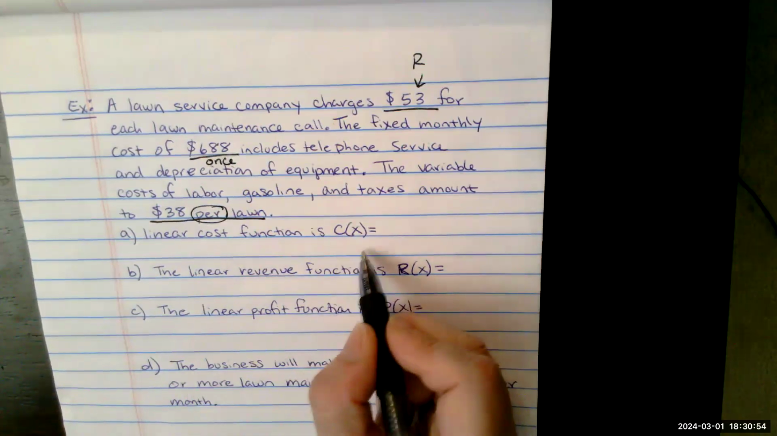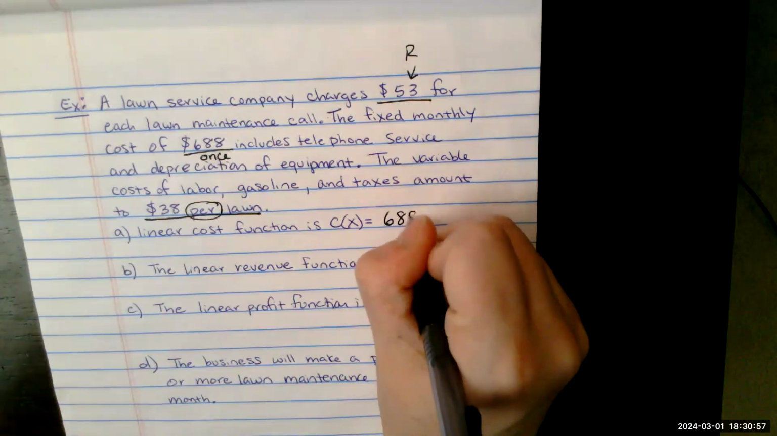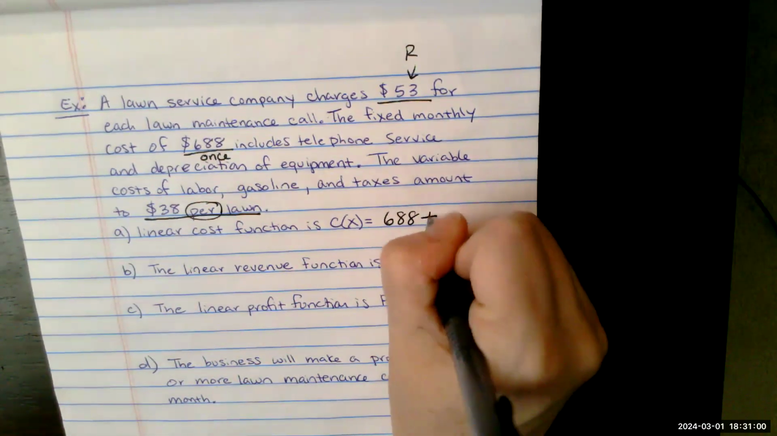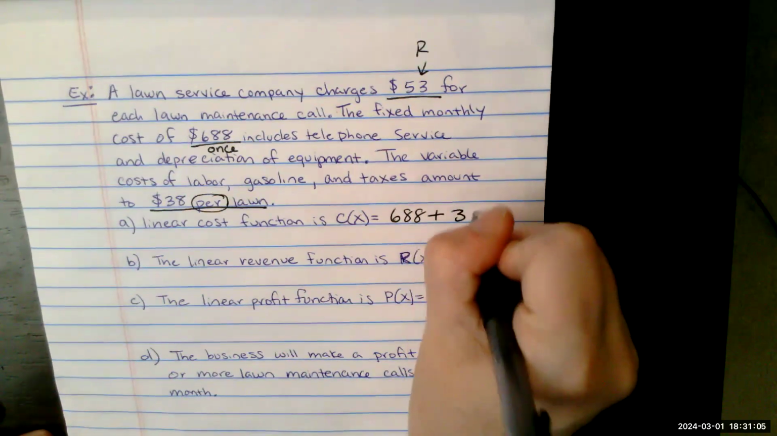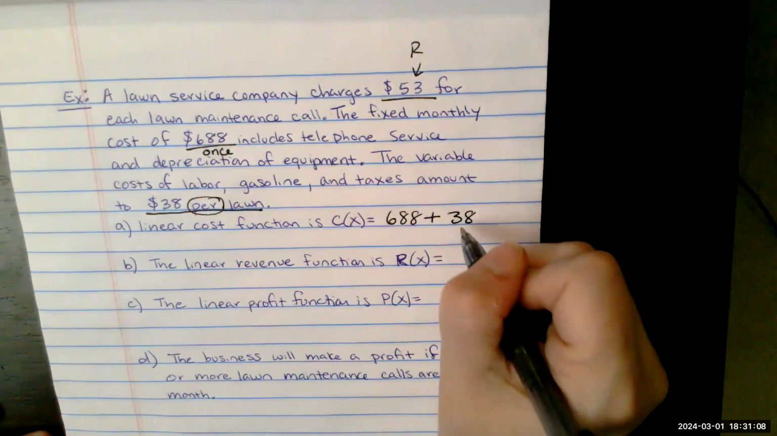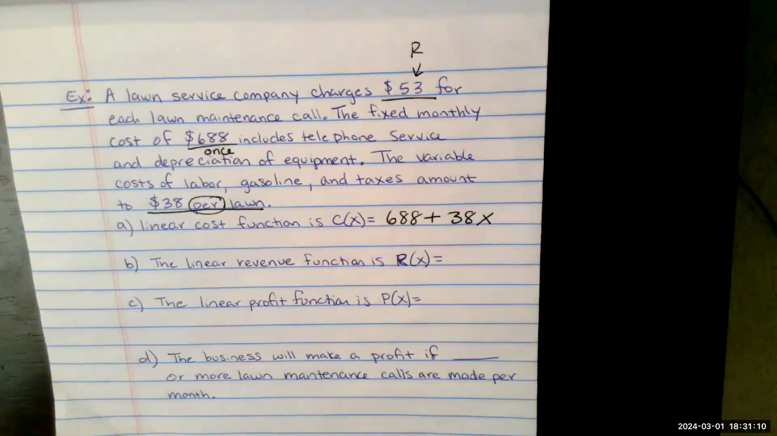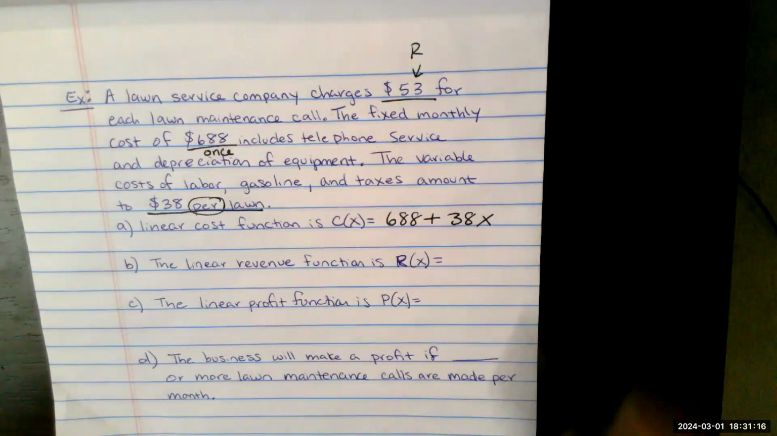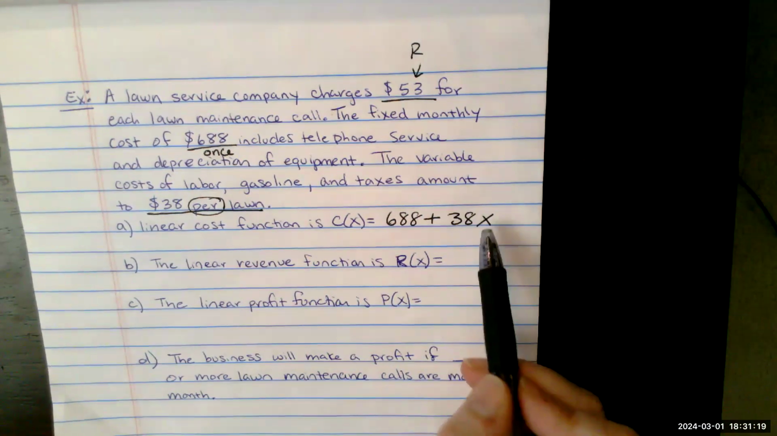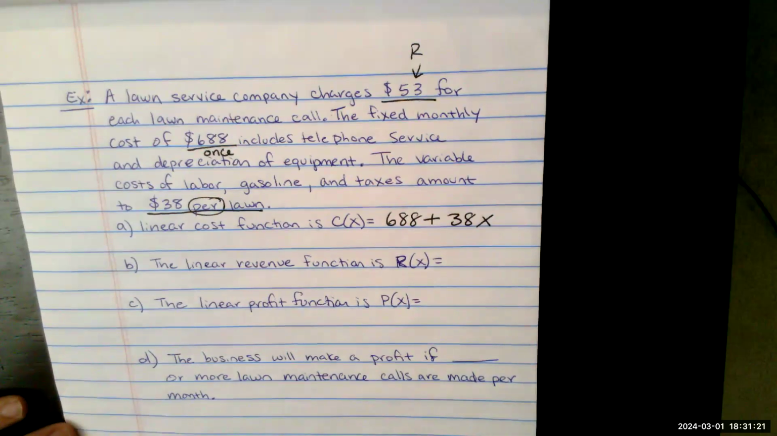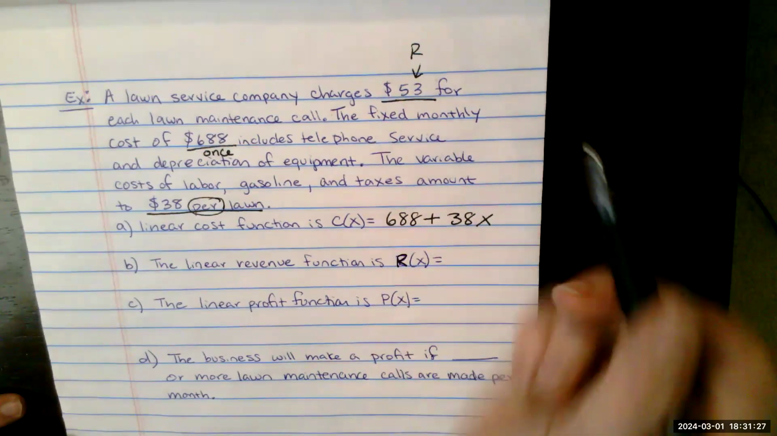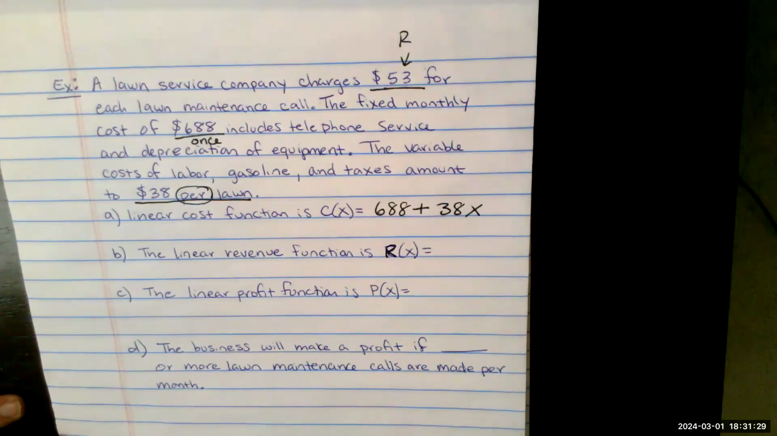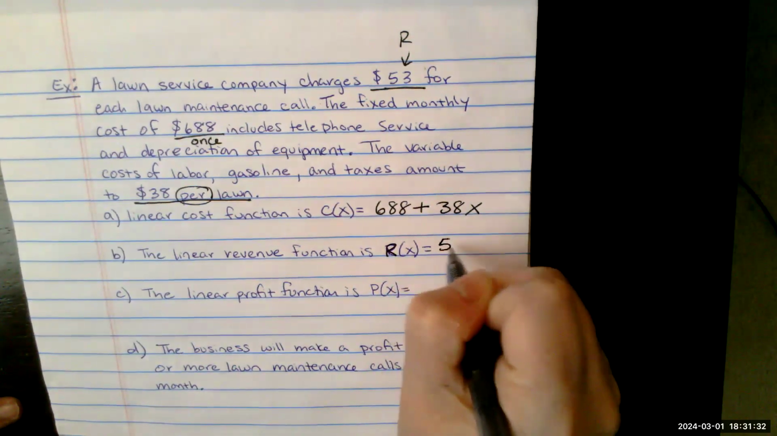So how would I write my cost function this time? Well, my cost is definitely going to be 688. Again, we're just talking about 1 month at a time. 688 plus 38 per lawn. So how do I show that? 38 times X, because I'm not sure how many lawns I'm going to do. But if I did 10, I would plug a 10 in here to see how much it costs. If I did 100 lawns, I'd put 100 in here and see how much it costs. But for the revenue, the money I'm bringing in, it's only the fact that I'm charging this $53 for each lawn call, which means per lawn. So 53X.